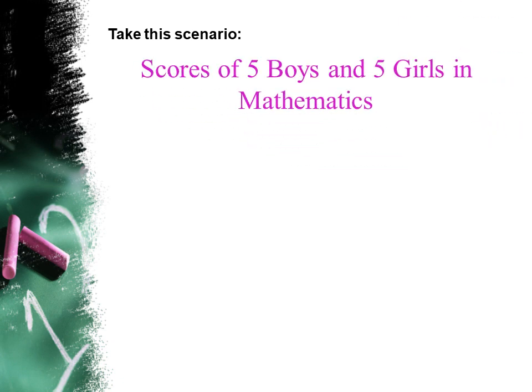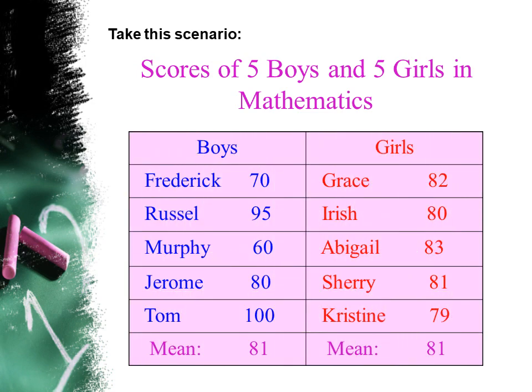So take for example the scores of the two groups. We have the boys and the girls. So we have 5 members from both teams. So the boys got the following scores. As you can see, we have 70, 95, 60, 80, and 100. If we are going to compute for the overall mean of this group, the mean is 81. The other group, we have 82, 80, 83, 81, 79. The group of girls, they also got the same mean, that is 81.